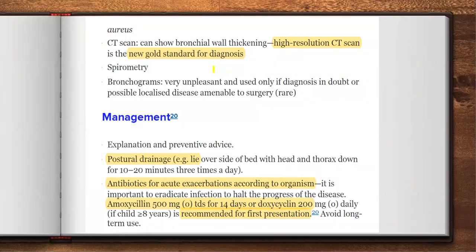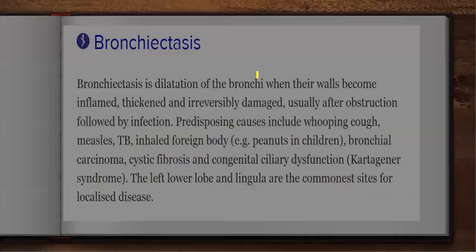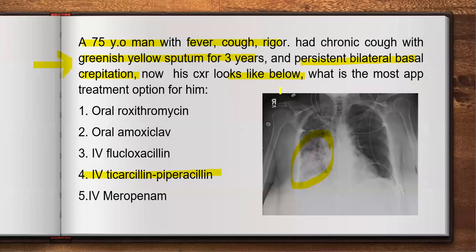Management is postural drainage by the chest physiotherapist, and you have to give antibiotics. If it's the first time the patient presents to you, you can start with amoxiclav. But most of the time, because this patient has chronic bronchiectasis, now coming to you with episodes of pneumonia, giving amoxiclav or roxithromycin doesn't help. For an initial or first-time presentation of a bronchiectasis patient, you can give amoxiclav.